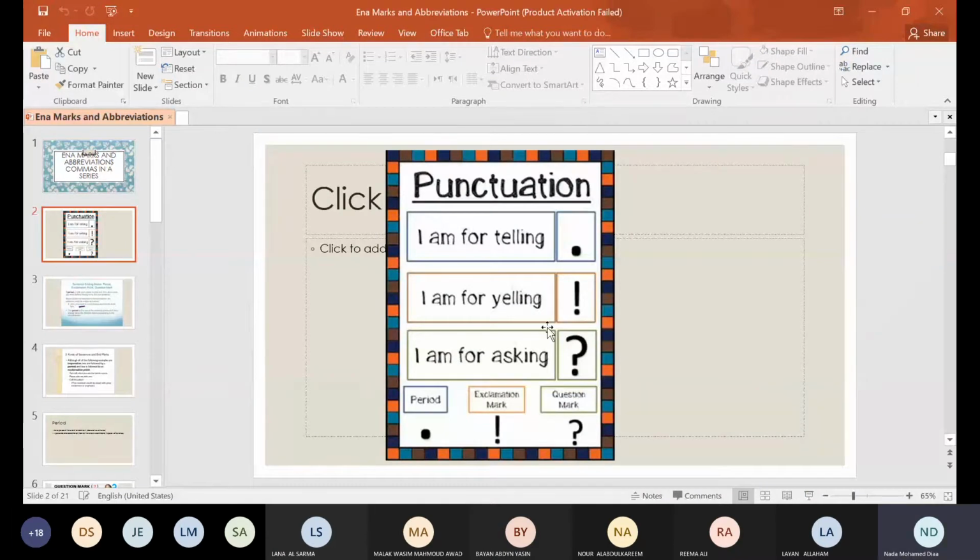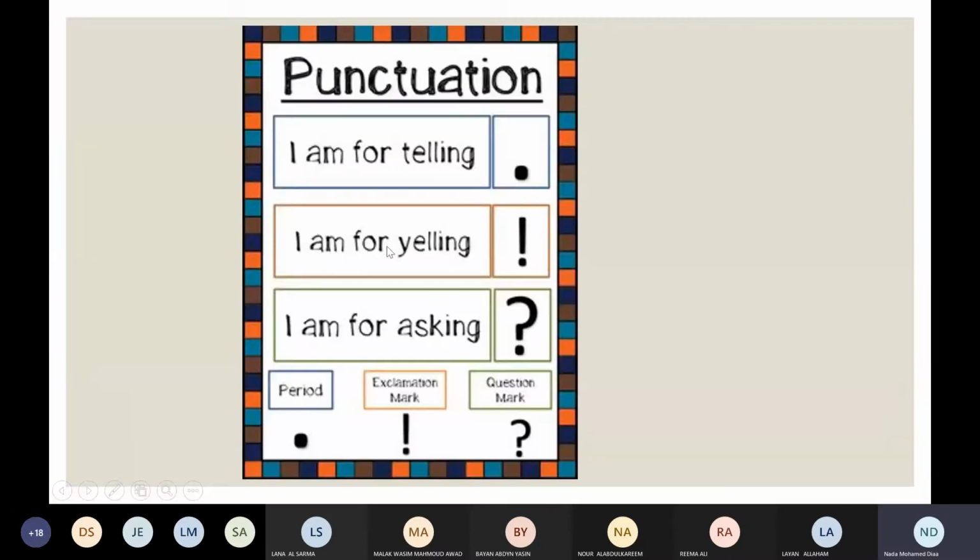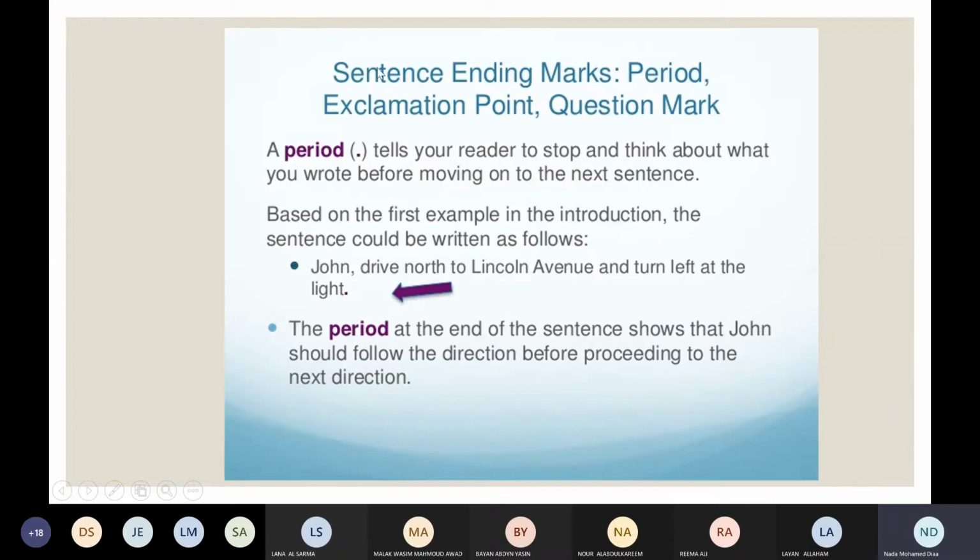Yes, miss. Okay, so the punctuation, and this is easy. You know that a period is for telling, I am telling. An exclamation mark is I am yelling, like wow, hey. And a question mark is for asking a question. Period, exclamation mark, and question mark. Number one, the sentence ending marks: the period.